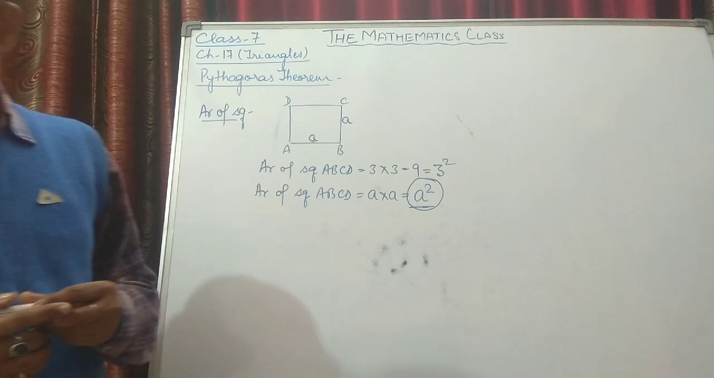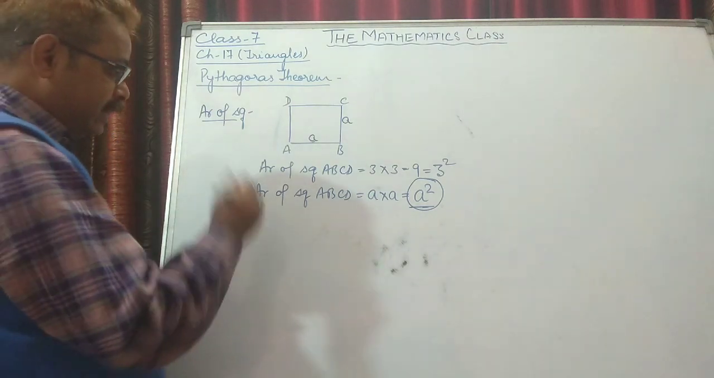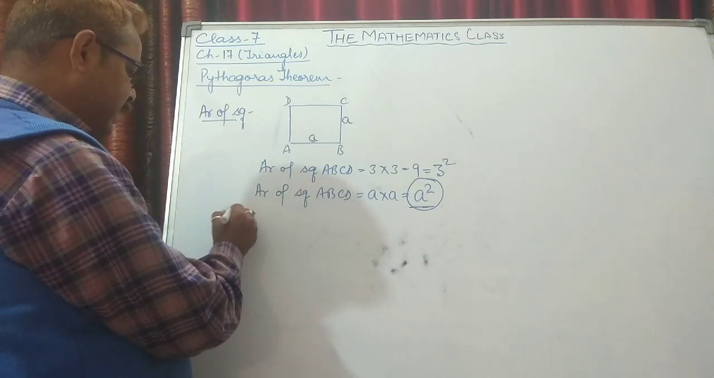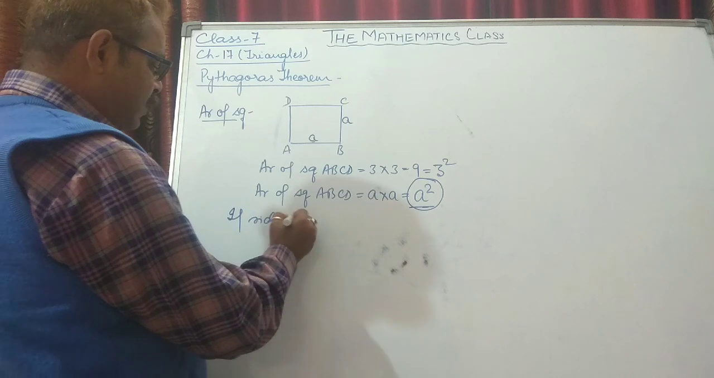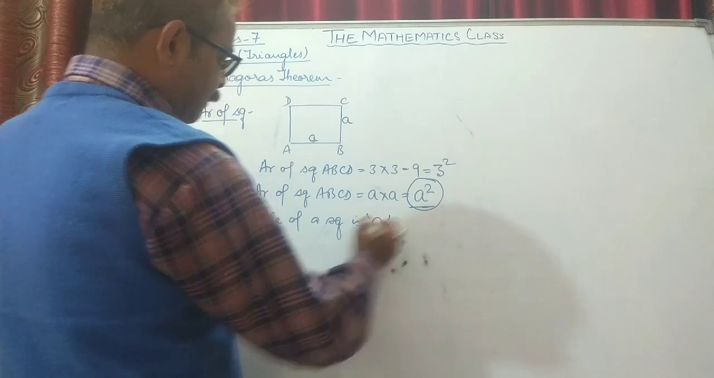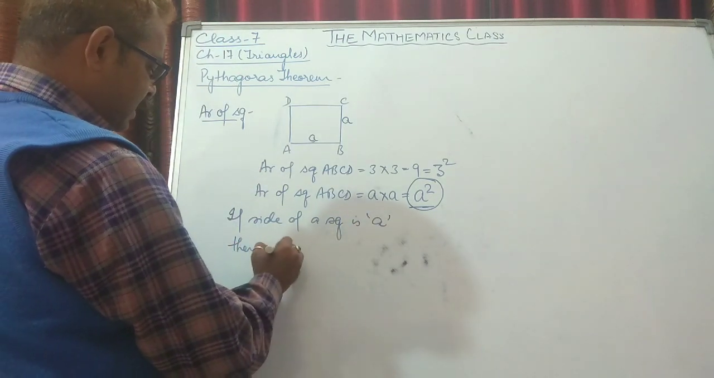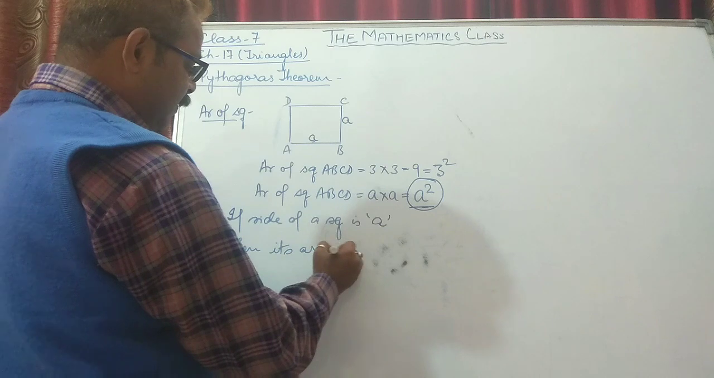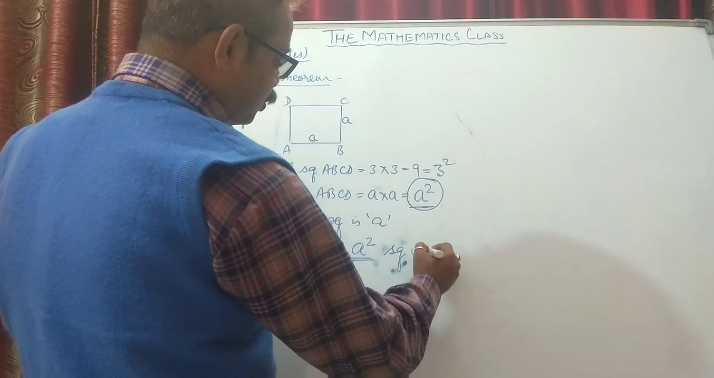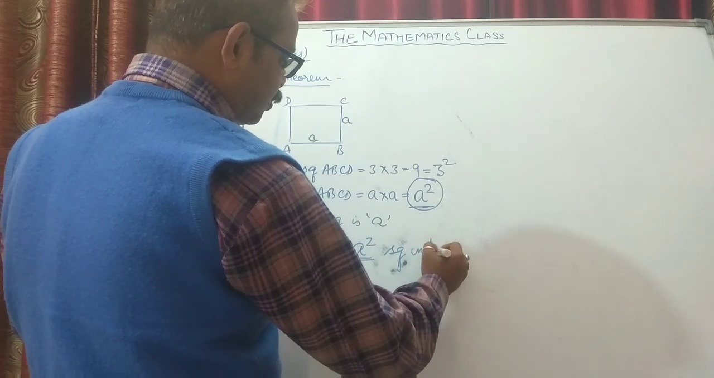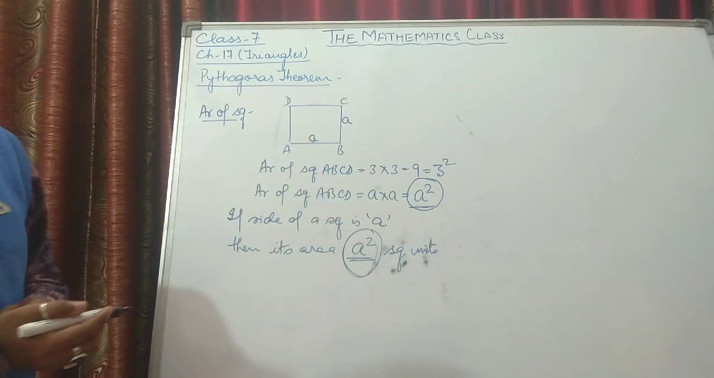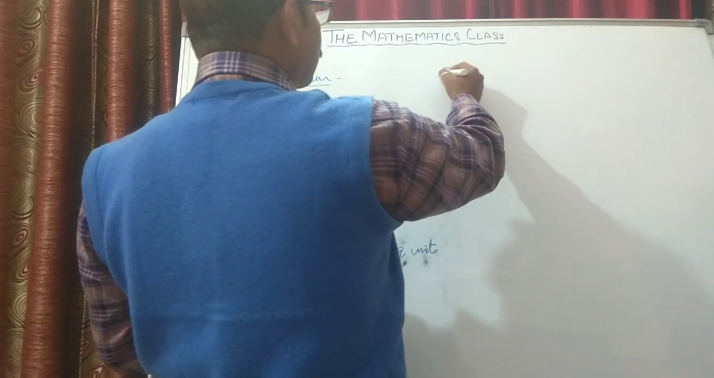So what we can say is, if the side of a square is A, then its area will be A to the power 2, or A square, in square units. So this is one thing that we need to remember. Number 1.